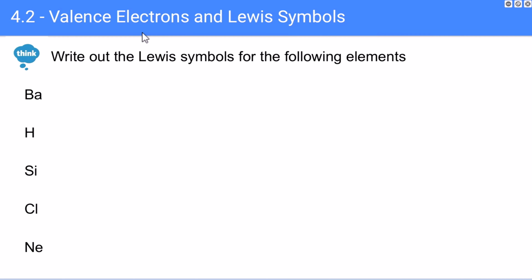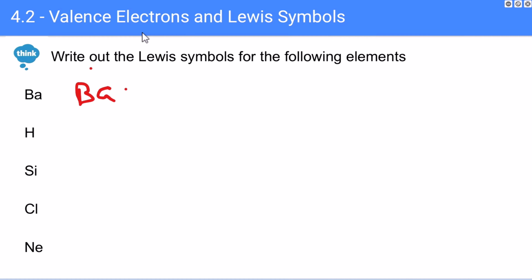All right, so now that you've gone through and paused the video, we're going to go ahead and write out some Lewis structures for these particular elements. So the first one we're going to do is barium here. If I find barium's location on the periodic table, I find that it has 2 valence electrons, so write out our chemical symbol, Ba, and 1, 2 dots. Just as simple as that, folks.